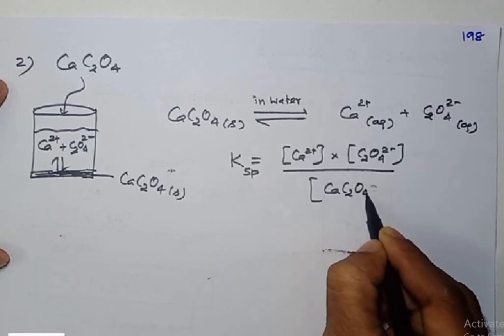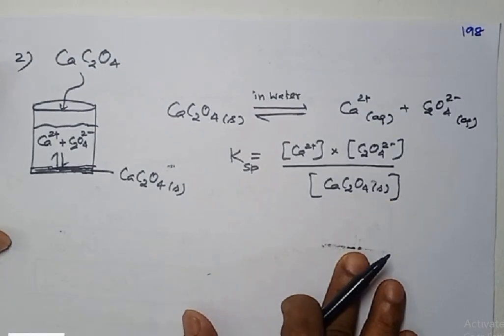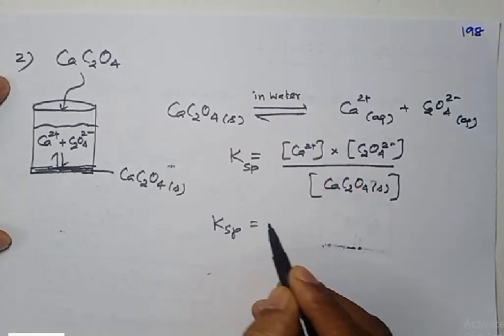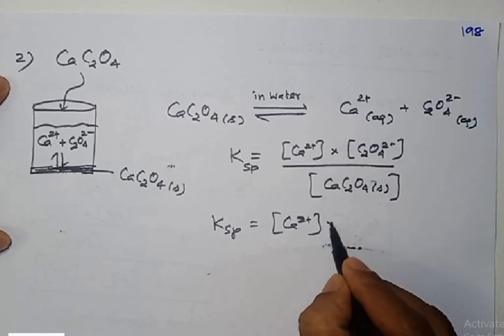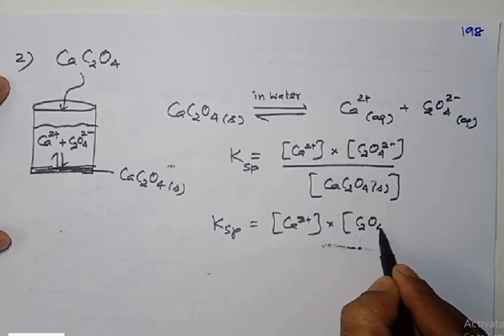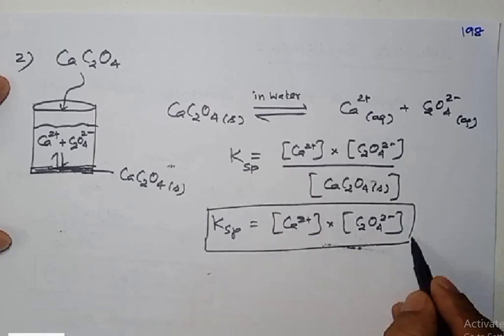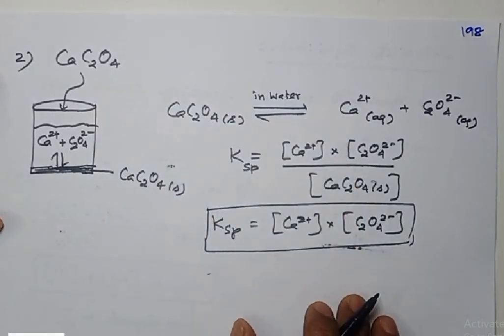Calcium oxalate is a solid, and for a solid, the concentration is usually 1. So this becomes 1. Therefore, the solubility product constant for calcium oxalate is the product of the calcium ion concentration and the oxalate ion concentration. This product gives you the solubility product constant for calcium oxalate solid.